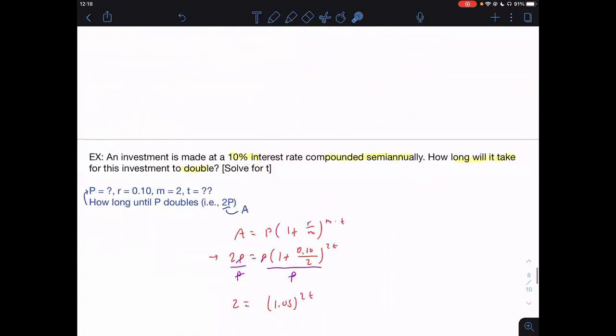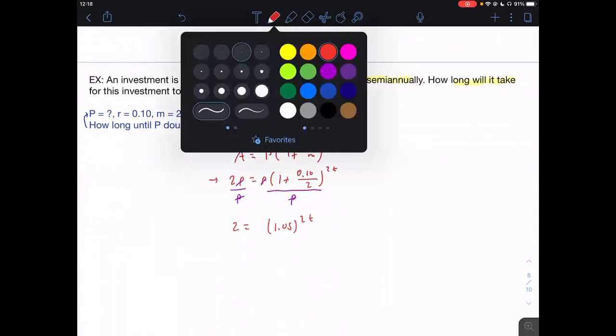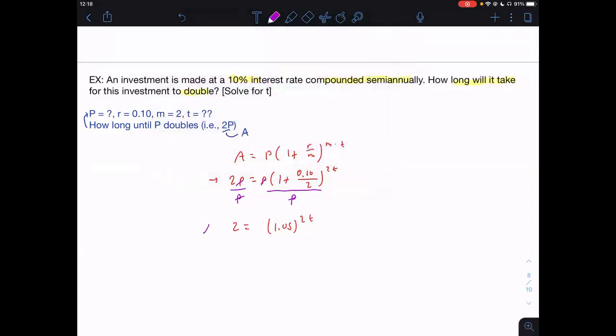So what we can do here, if we want to bring that 2T down, is we're going to take the natural log of both sides of this equation. Again, when you do one side, you have to do the other. So we're going to take the natural log of 2, and then the natural log of 1.05 raised to the 2T. And the reason why we do this is because it's going to allow us on the right-hand side to bring this 2T to the front. So we're going to have 2T times the natural log of 1.05.